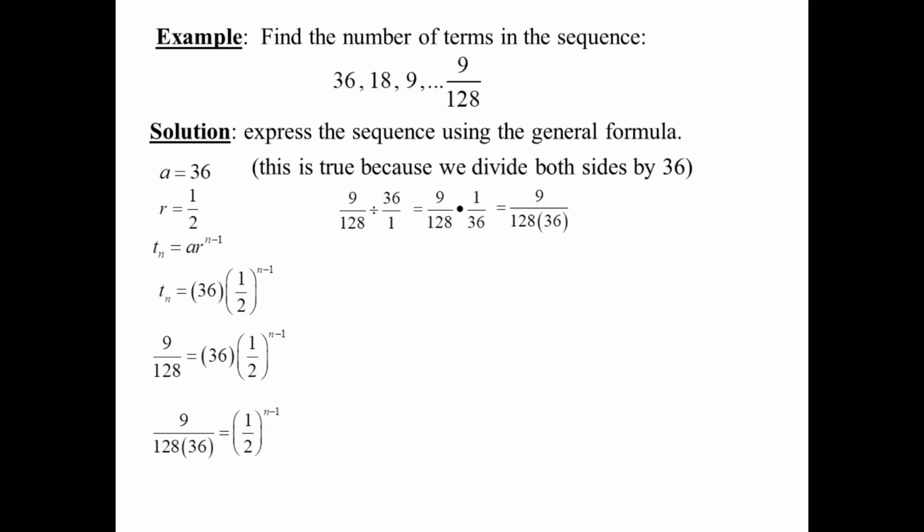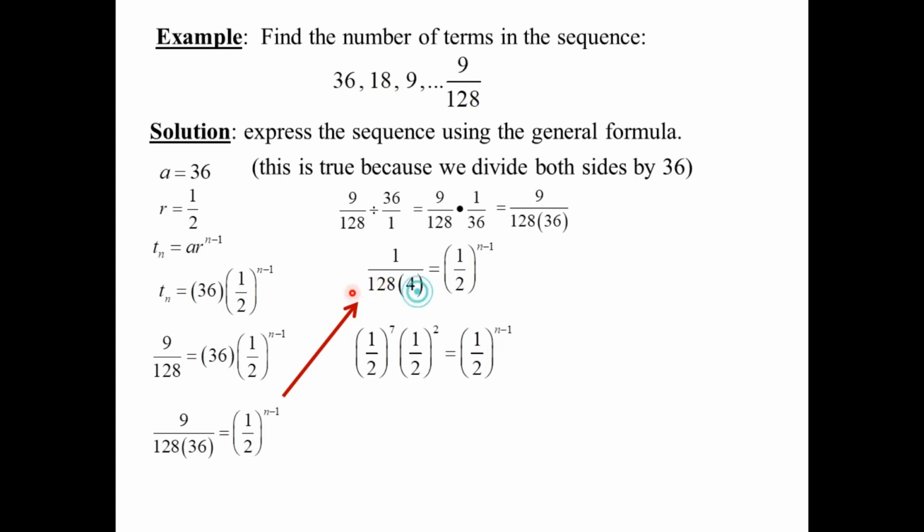Now, simplifying further, the 9 and the 36 reduce, because 9 times 4 is 36. And when we look at this, we need to process it. And 1 over 128, it sure would be nice to know that 128 is 2 to the 7th. If you don't know it, 2 to the 5th is 32, so 2 to the 6th is 64, and 2 to the 7th is 128. So we are looking at 1 over 2 to the 7th times 1 over 2 to the 2.